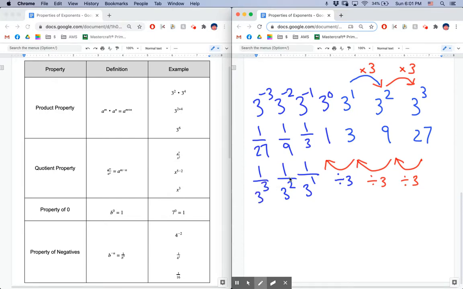So there's some intuition for these 4 properties that you'll be applying. Let me know if you have any questions.